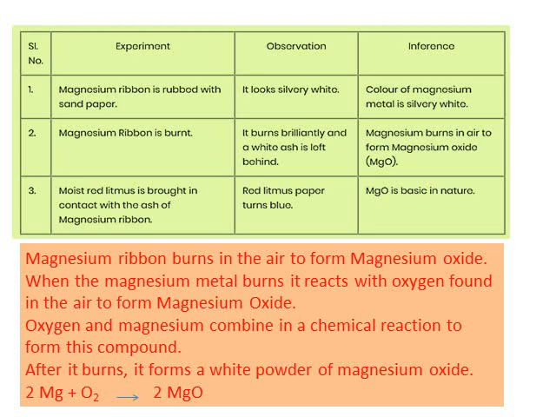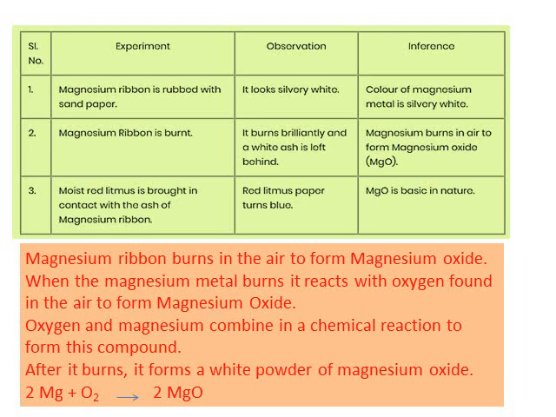So what is the inference that we get from this? Magnesium burns in air to form magnesium oxide, that is MgO. When magnesium is burnt in air, it takes up the oxygen from the air. Therefore, magnesium reacts with oxygen, and so what we get as ash is nothing but magnesium oxide, which is powdery in form. Then the last one.